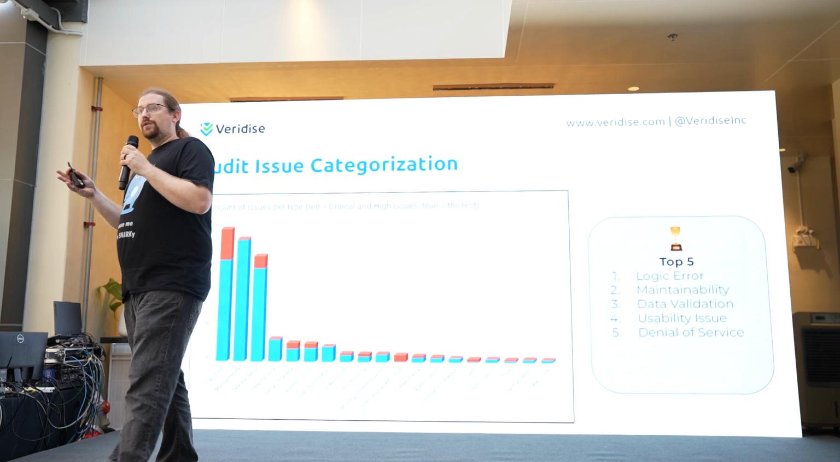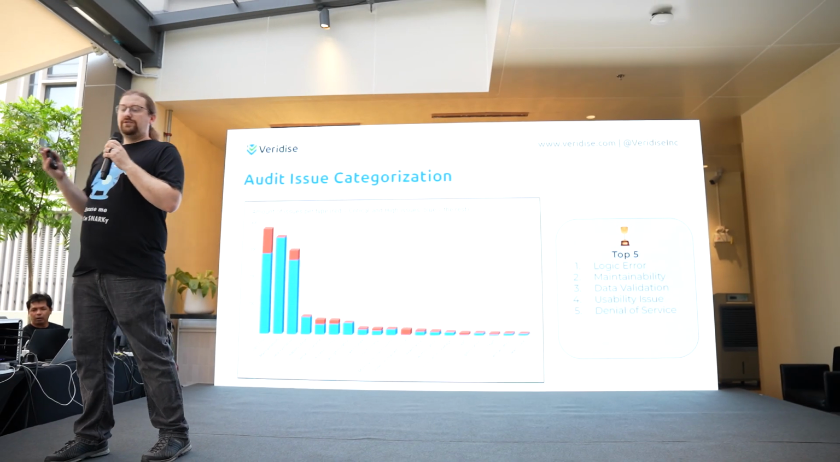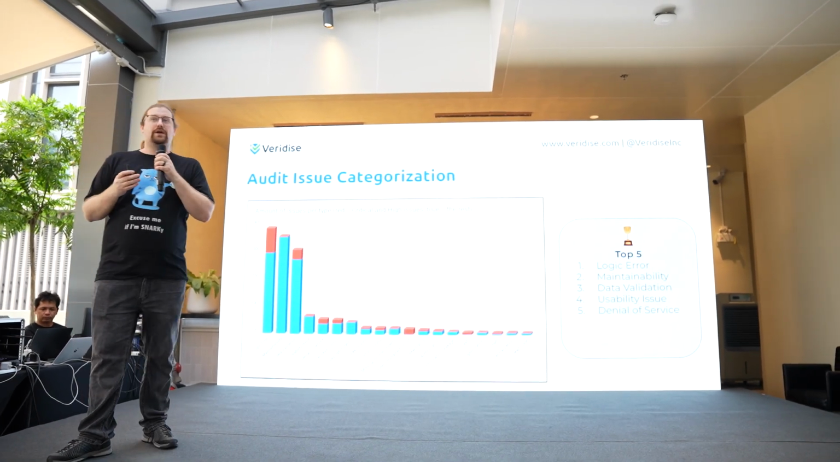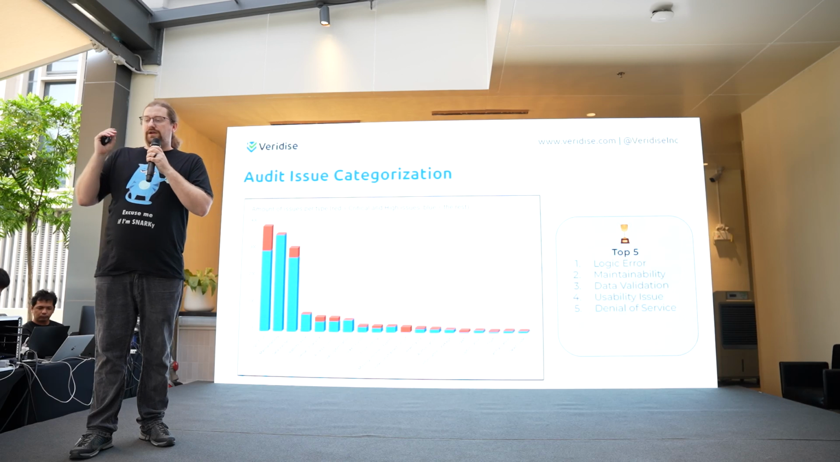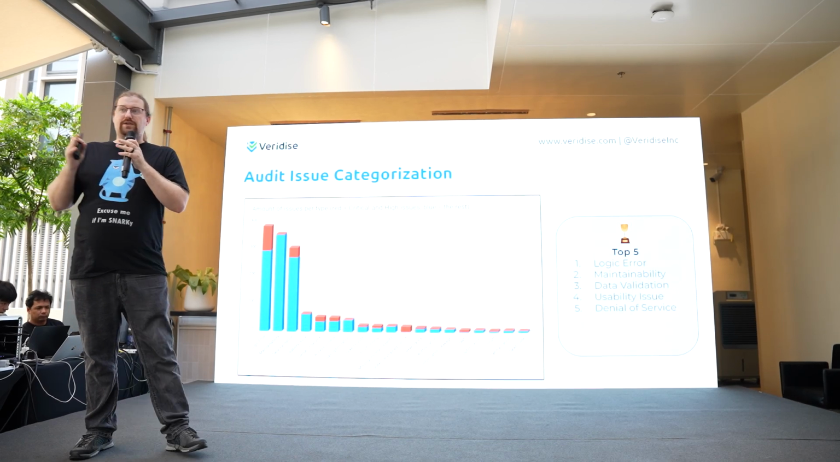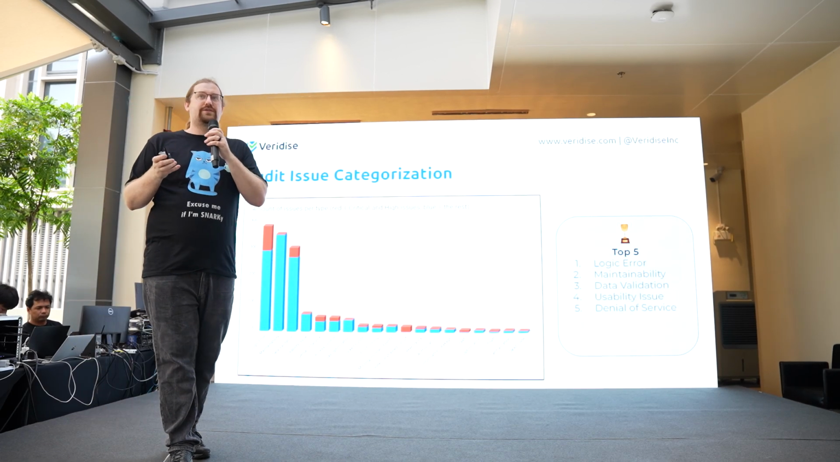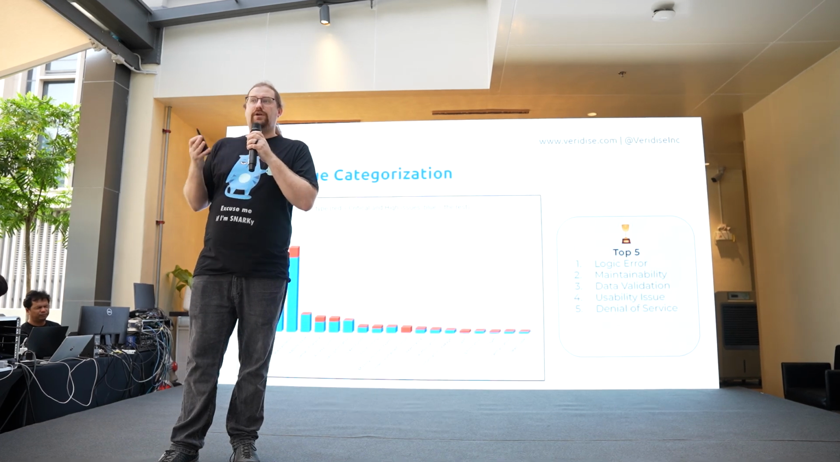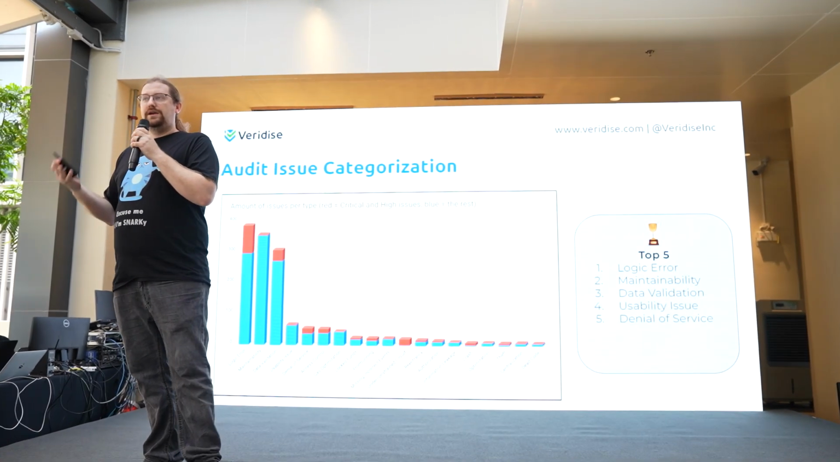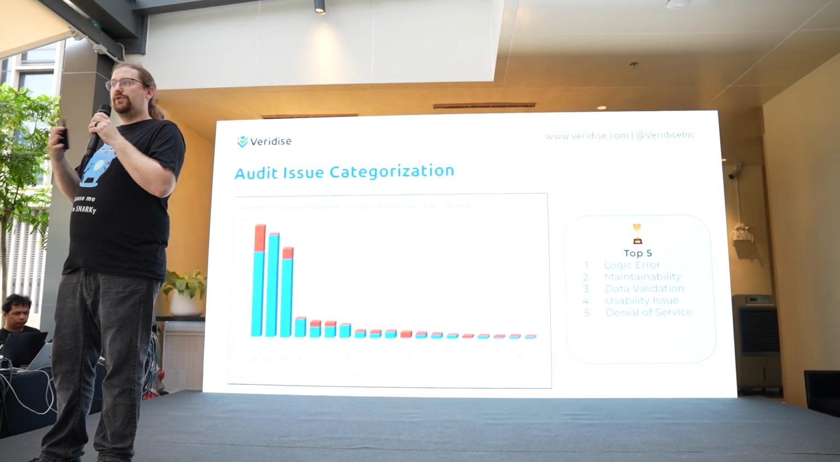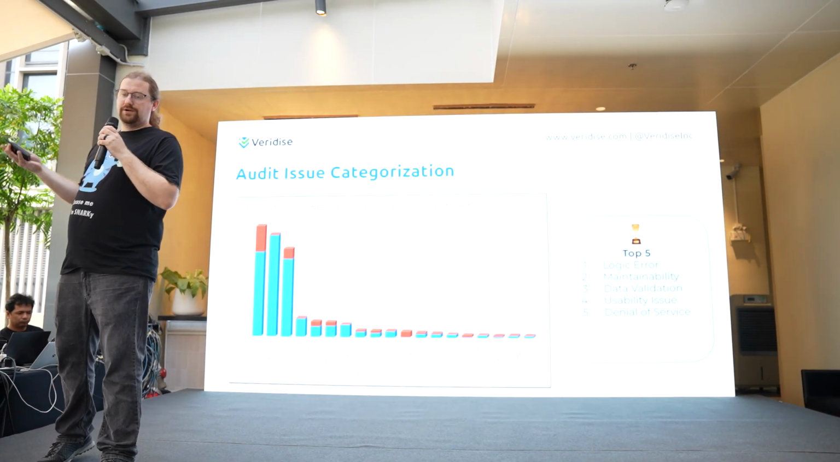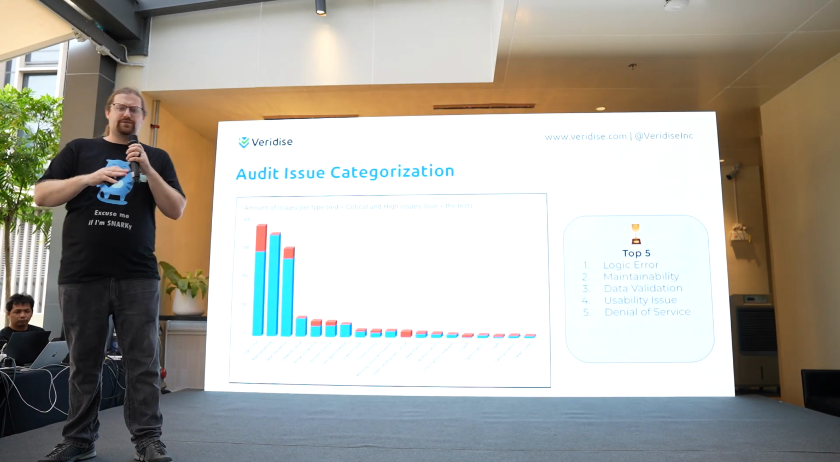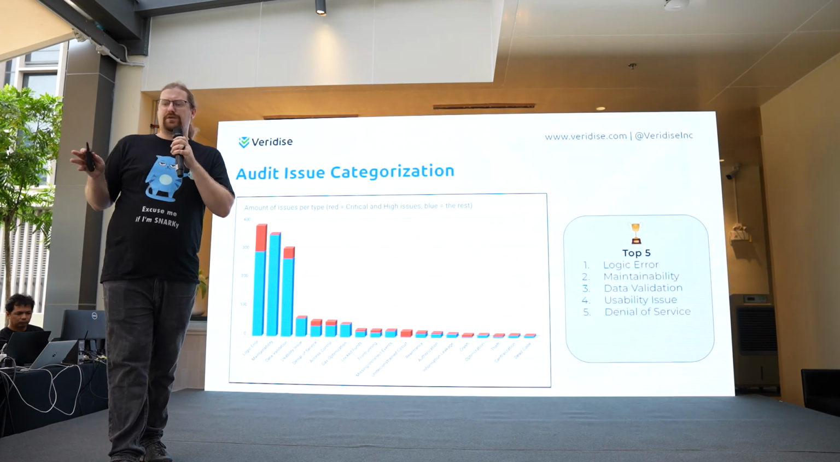The next category, though, is severe. So a data validation issue occurs when basically you have inputs and they aren't properly validated. And so this means that someone can provide you with information that your protocol just doesn't expect, and it doesn't handle properly and can result in undefined behavior. And so these are just some of the most common issues that we find.